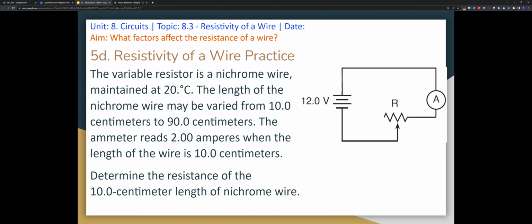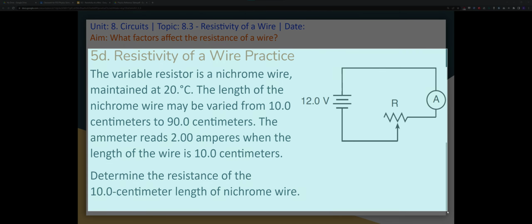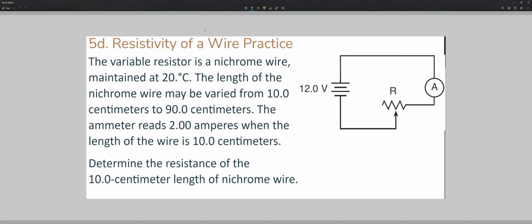5D. So we have a diagram here. And again, you see this diagram. This diagram really means that this is a battery. So you have a voltage of 12 volts here.